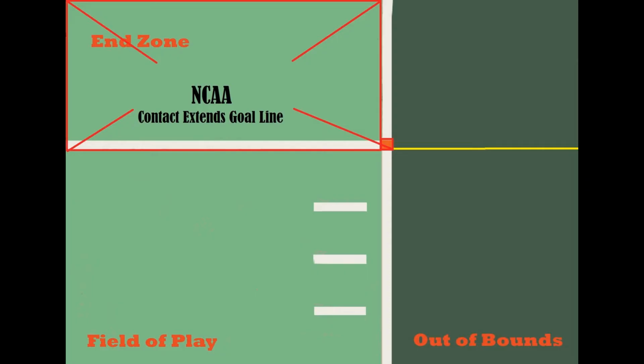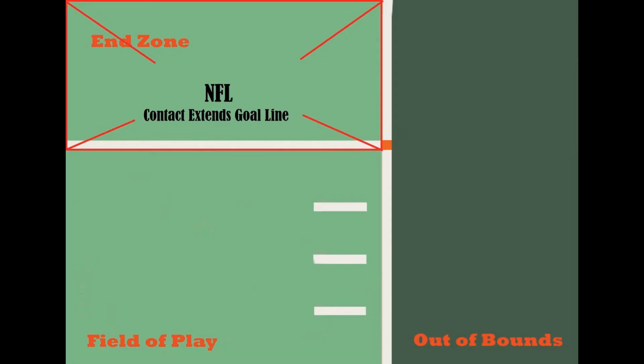The NCAA allowing the pylon to extend the goal line does bring up a number of differences from high school, so we will cover that when we get to the training tape portion of this session. But for now, let's move into the NFL. In the NFL, take away that goal line pylon.